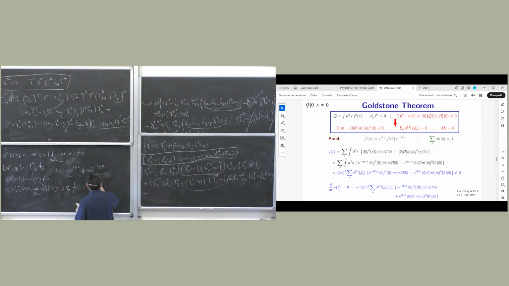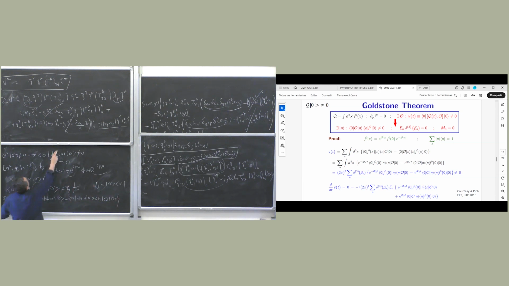I am going to insert a complete set of states. So this quantity C is going to be the sum over n of vacuum Q n, n phi 0 vacuum, minus vacuum phi 0 n, n Q vacuum. I have done nothing, okay?